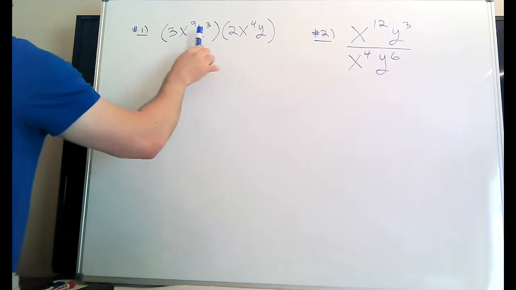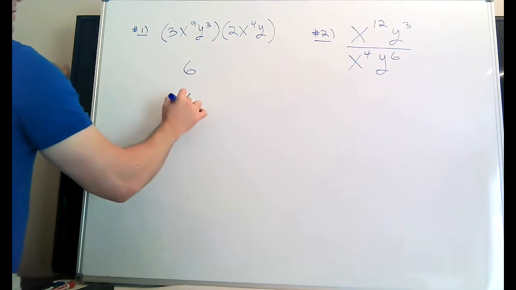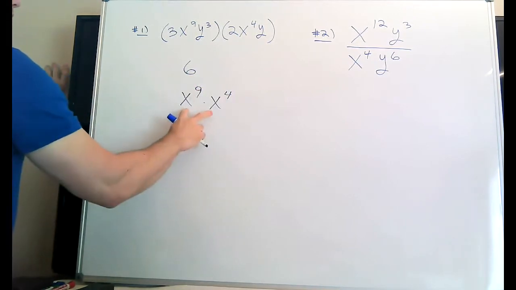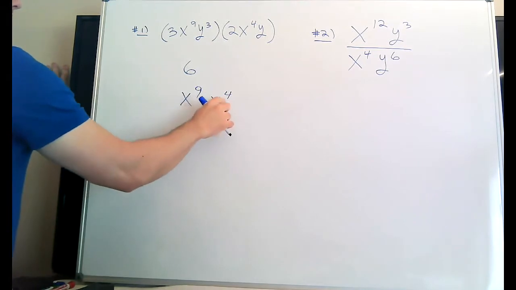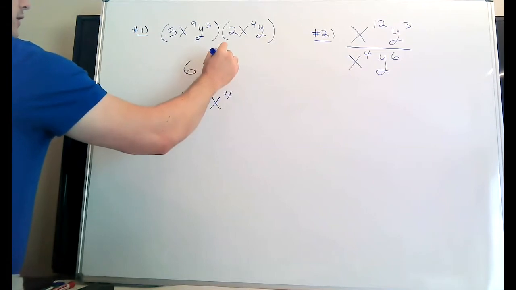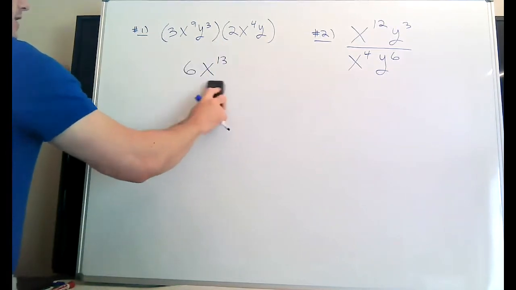Now you have to do x^9 times x^4. But the rule was, when you multiply letters with powers, you add the powers together. So you're just going to do 9 plus 4, which is 13. Very straightforward. Don't make it more complicated than it needs to be.